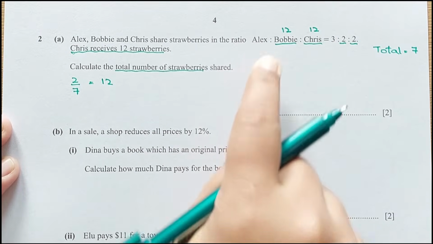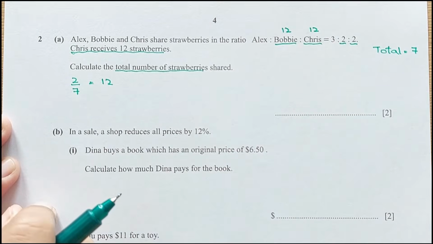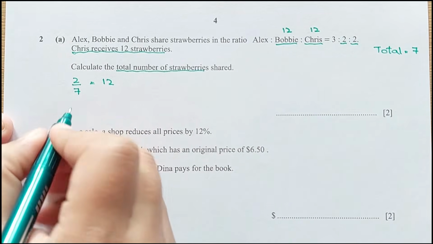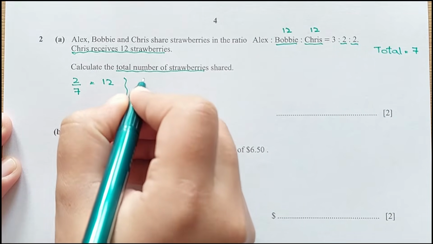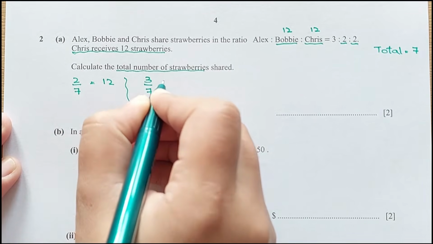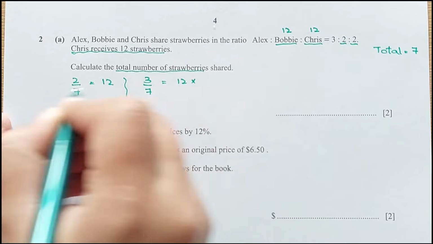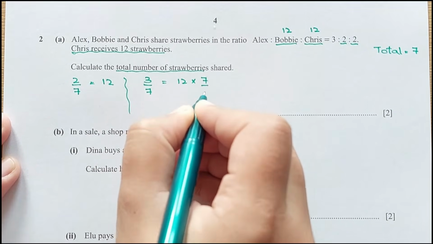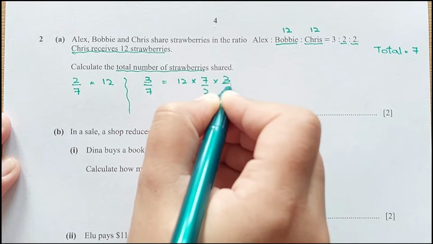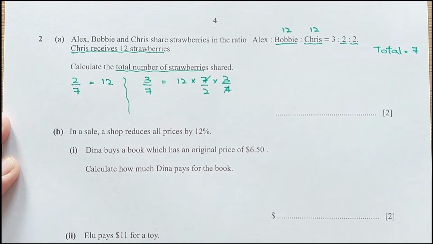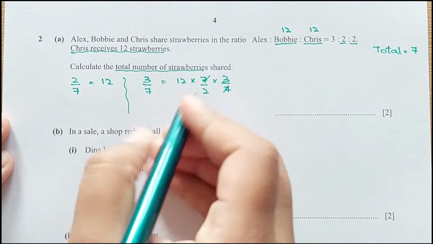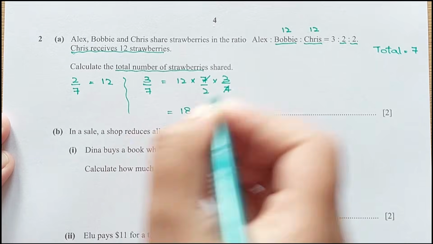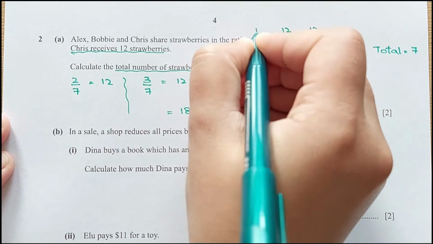Bobby shared 12 strawberries. Now let's find Alex, because Alex is in the ratio of 3, so 3 out of the total 7. If 2 by 7 is 12, what is 3 by 7? Multiply by the reciprocal, that is 7 by 2, and multiply by 3 by 7. We can cancel the 7. Now 12 times 3 divided by 2 is 18. So Alex shared 18 strawberries.